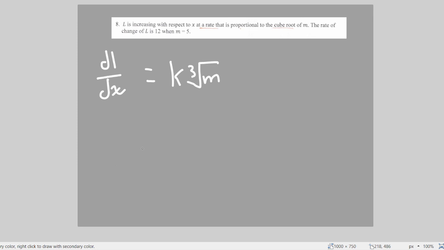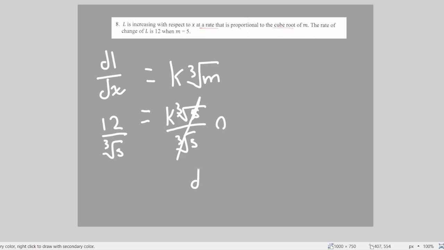Actually, I'm going to move it up a little bit. Now we just know that that's 12. And then this equals k times the cube root of, and when m is 5, so plug in 5. Well, now we need to find k. We can just do the simple thing of we divide by the cube root of 5, and those cancel. And now we're just left with 12 over the cube root of 5 equals k. And that's our answer. We can just plug that in.